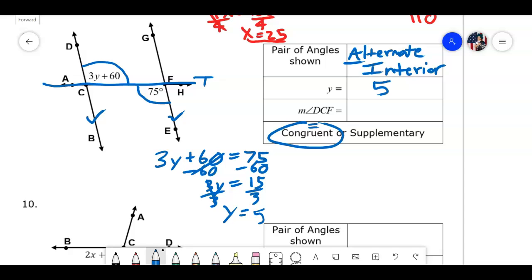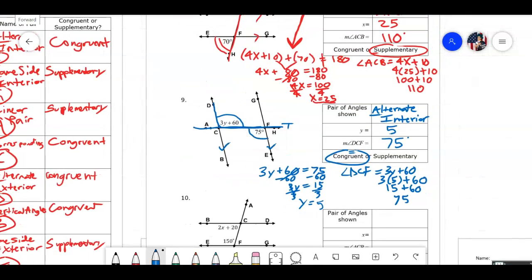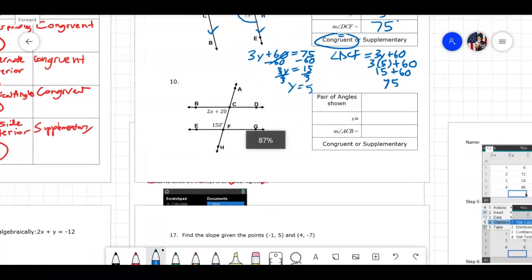Now we're looking for angle DCF right here, D to C to F. So angle DCF equals 3y plus 60. You're just going to plug in 5 for y, replacing it with parentheses 5. 3 times 5 is 15, and then you get 75 when you add them together. All right. Number 10.